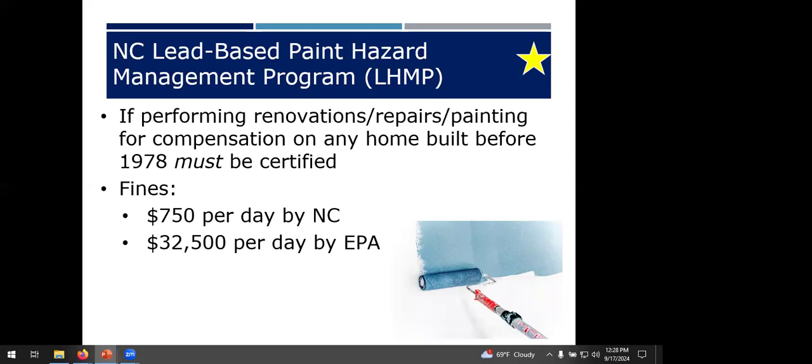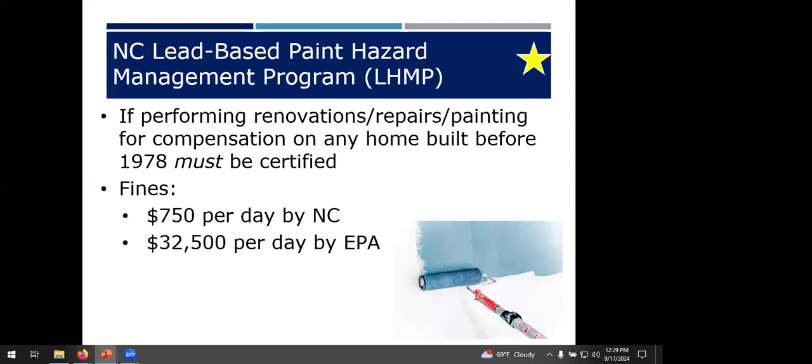Painting over lead-based paint doesn't make the lead go away. No matter how many layers of paint this property has, if it had lead in it, it will still have lead in it. And this hired help could suffer some big fines. They could be facing state fines of $750 a day. The EPA could step in and give them fines of $32,500.